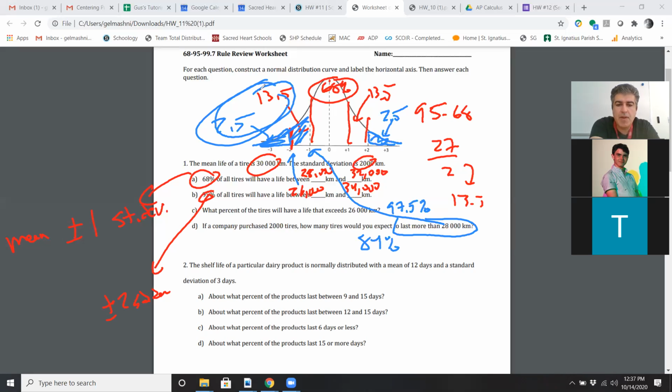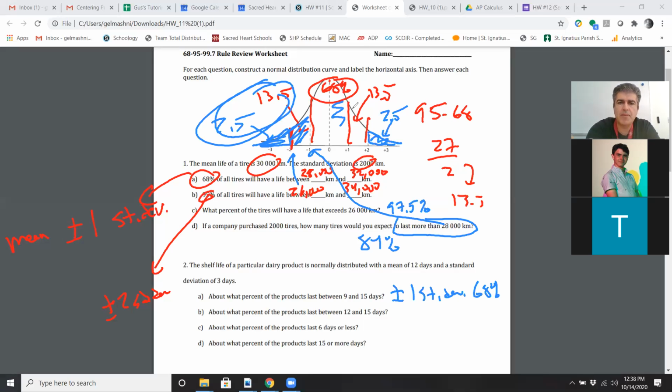Number two, the shelf life of a particular dairy product is normally distributed with a mean of 12 days and a standard deviation of 3 days. About what percent of the products are between 9 and 15? Well, that's plus or minus one standard deviation, so that's going to be 68%, because you have a mean of 12 and 3 days. Between 12 and 15 days, that's going to be this portion right here.